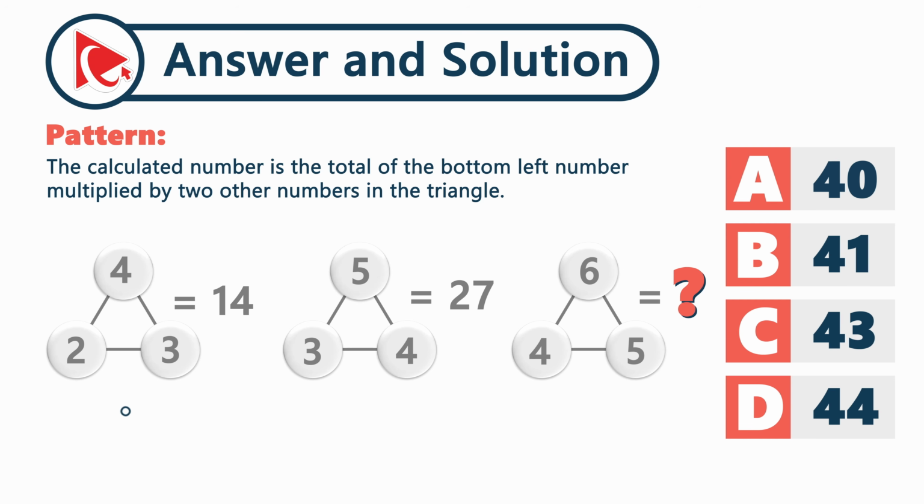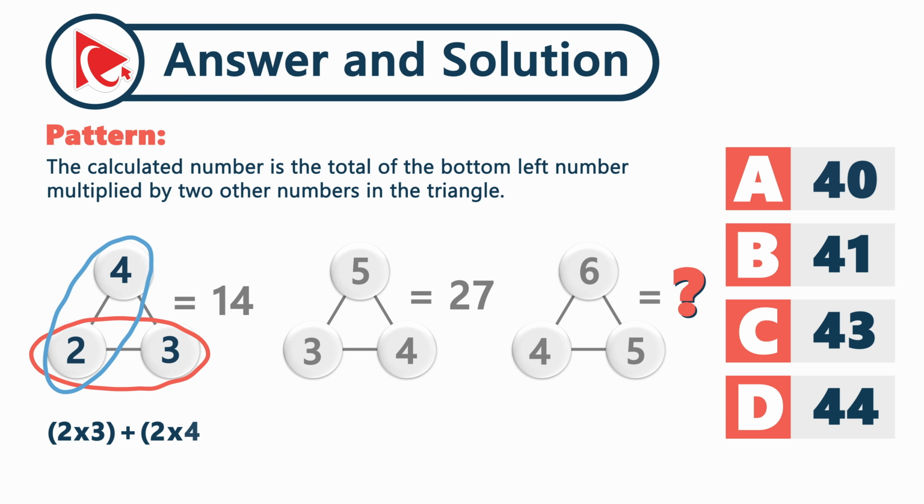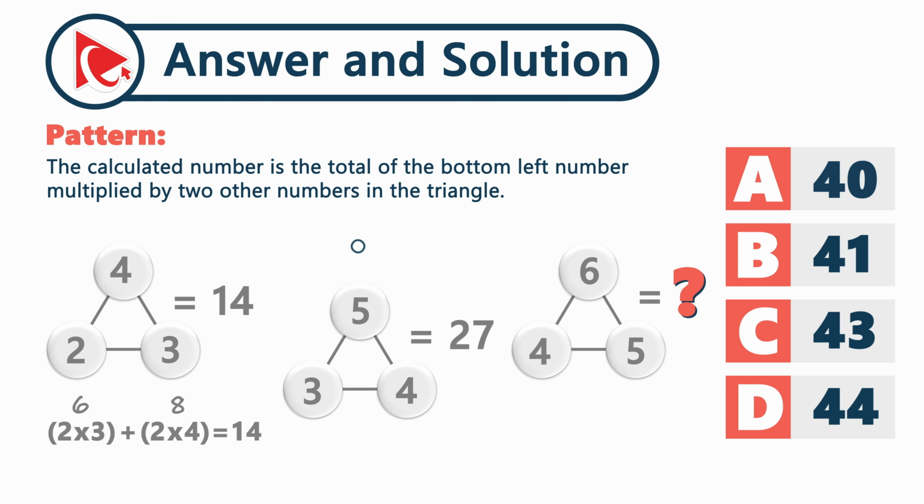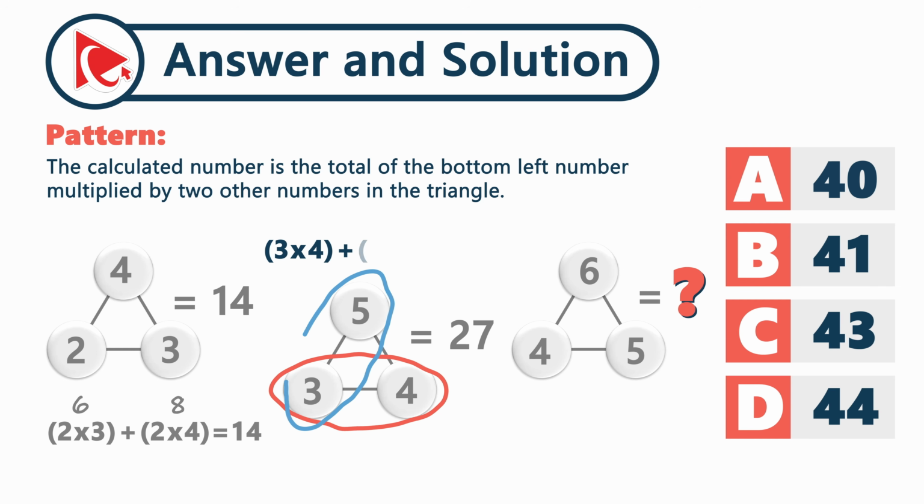So the first triangle has numbers 2, 3, and 4. 2 multiplied by 3 in parentheses plus 2 multiplied by 4 in parentheses equals 6 plus 8 and equals 14. Obviously, you don't even need parentheses in this expression since multiplications will be done first. Let's verify that we've detected the pattern correctly with the second shape. 3 multiplied by 4 plus 3 multiplied by 5 equals 12 plus 15 and equals 27.